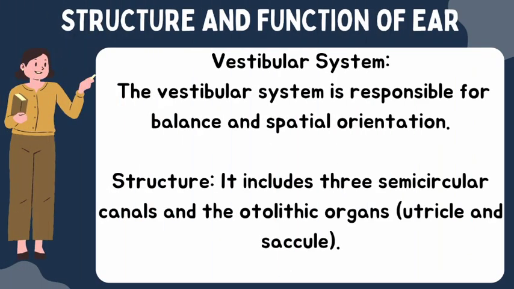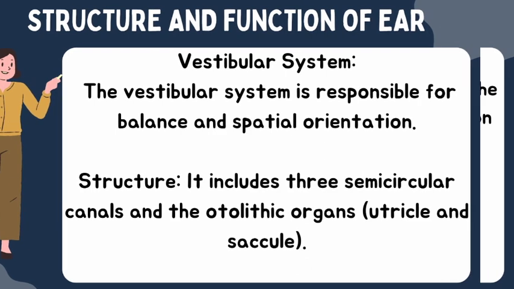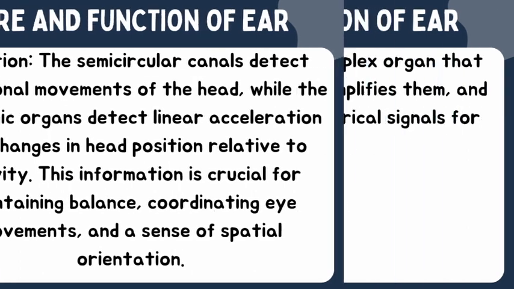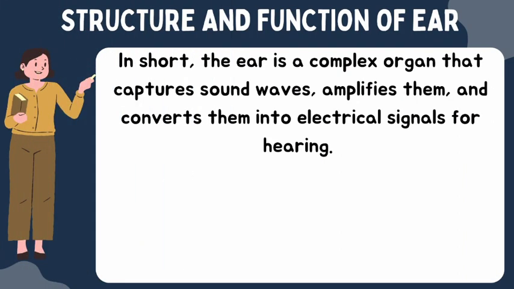B. Vestibular system. The vestibular system is responsible for balance and spatial orientation. Structure: it includes three semicircular canals and the otolithic organs, utricle and saccule. Function: the semicircular canals detect rotational movements of the head, while the otolithic organs detect linear acceleration and changes in head position relative to gravity. This information is crucial for maintaining balance, coordinating eye movements, and a sense of spatial orientation. In short, the ear is a complex organ that captures sound waves, amplifies them, and converts them into electrical signals for hearing.